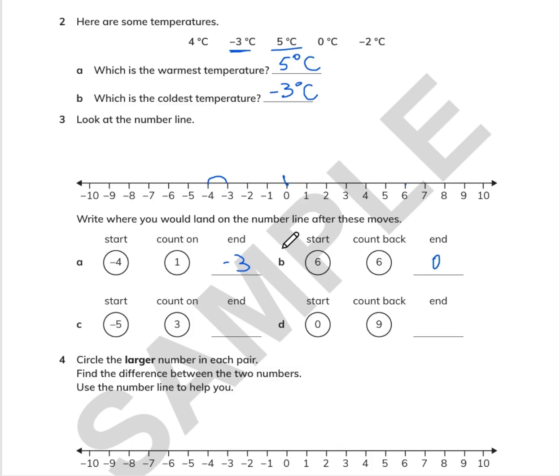We'll start from minus 5 and count on 3. So 1, 2 and 3. We'll reach minus 2. Start with 0 and count back 9. So we will go to minus 9. This was very simple.